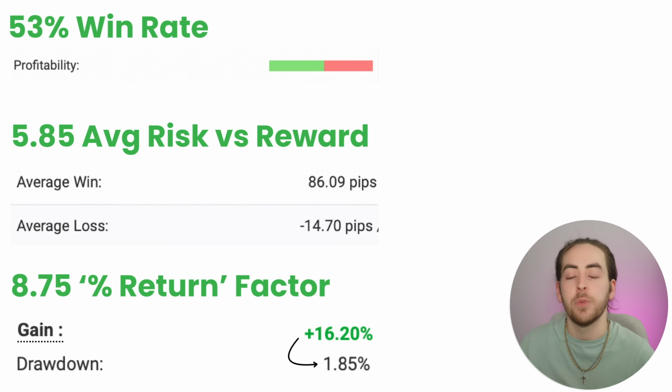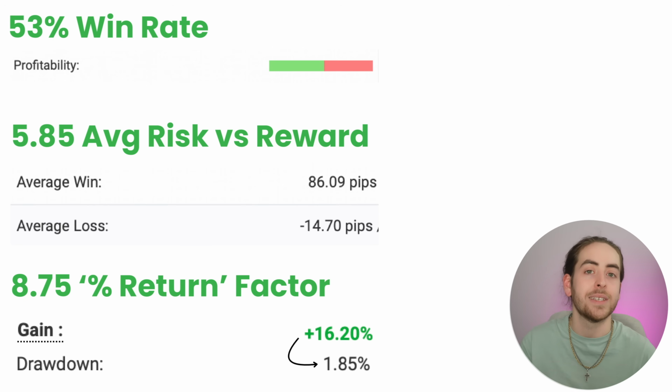Meaning when we win, generally 5.8 times more than we lose when a trade goes bad. And all of this is equated to an 8.75 return factor, meaning I've made 8.75 times the maximum that I've lost. So I've made 16.2% for a total risk or loss of only 1.85%, not even 2% drawdown.